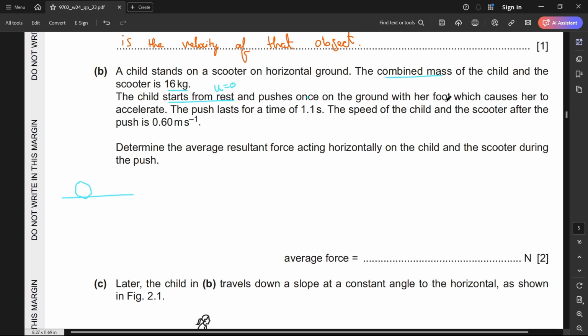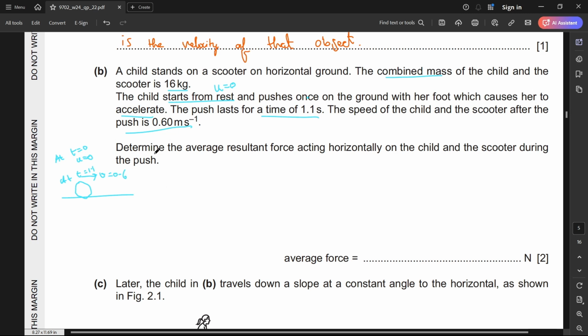She pushes once on the ground with her foot, which causes her to accelerate. So the child is applying a force because of which she starts to accelerate. Initially, she was at rest, and then the push lasts for 1.1 seconds, because of which she is able to accelerate in the forward direction. She starts to move with the velocity of 0.6. So initially it was at rest at t equals 0. My u was 0. Then at t equals 1.1, my v is equal to 0.6.